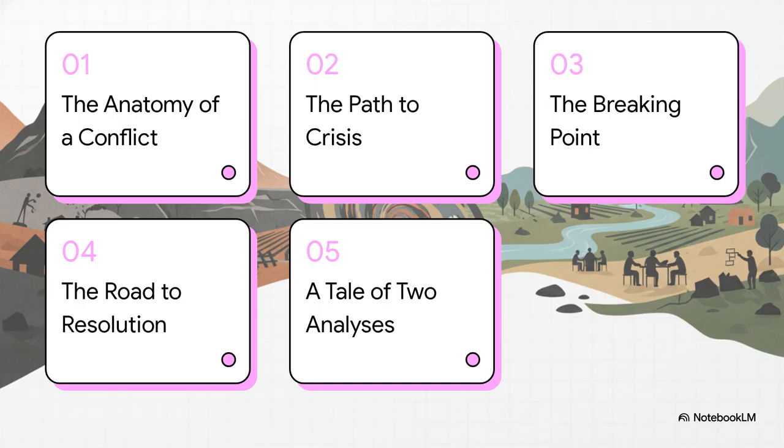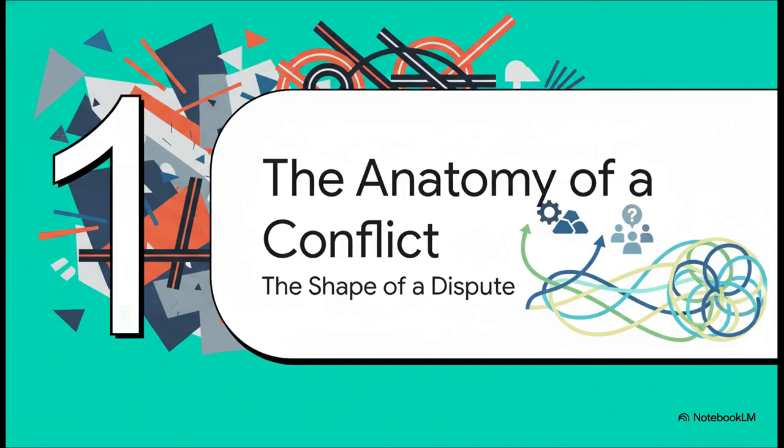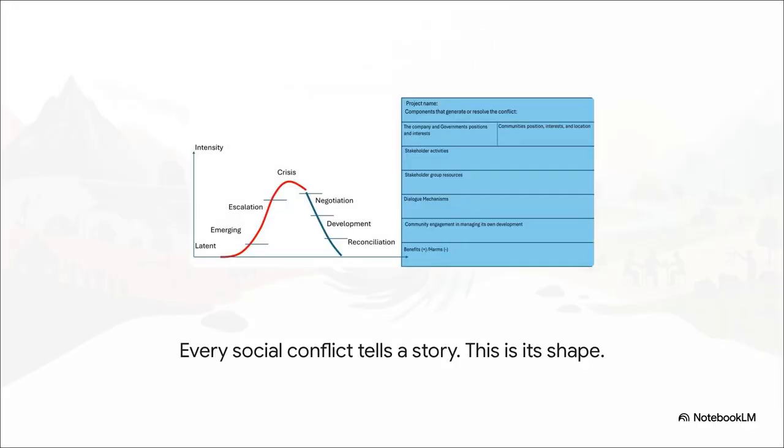Let's get into it. All right, first things first, let's look at the big picture. Because it turns out pretty much every one of these conflicts, no matter where it is or who's involved, follows this surprisingly similar pattern. And this graph right here, this is that pattern. This is our map for today.